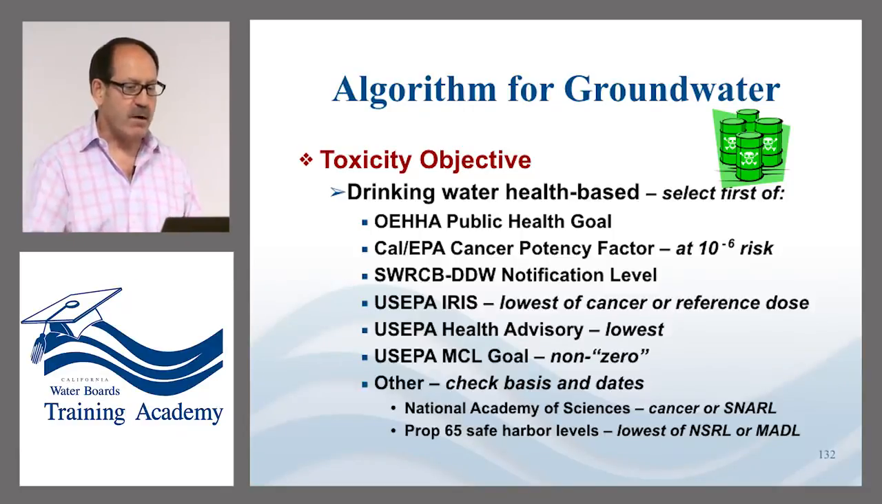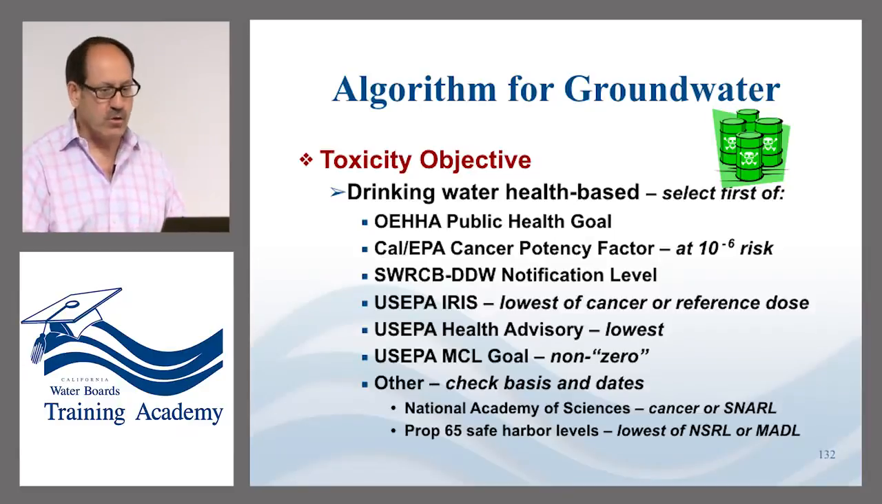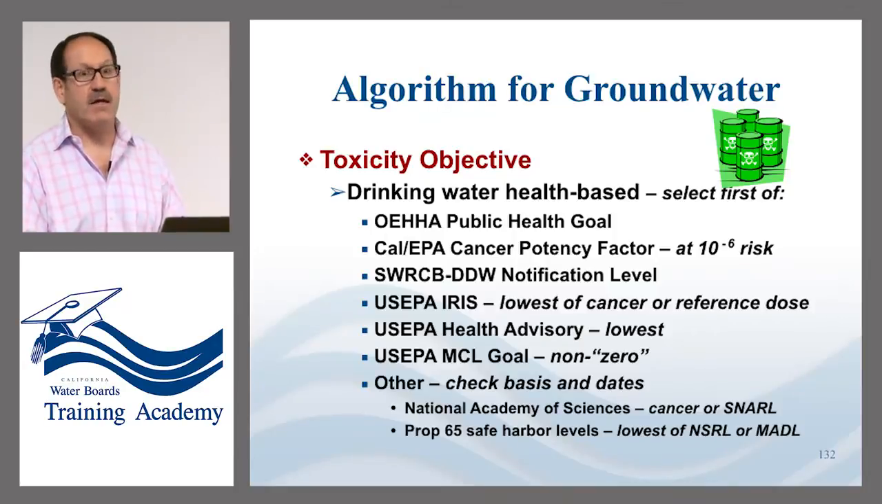So OEHHA's public health goals are at the top because they're reviewed and updated every 5 years. They're from a sister Cal EPA agency, and they, in the case of volatile organics, consider more exposure pathways than other limits based on water use in the home.